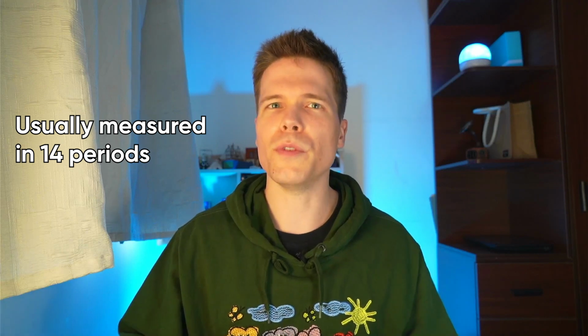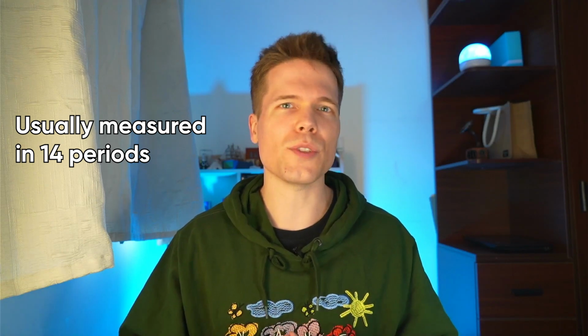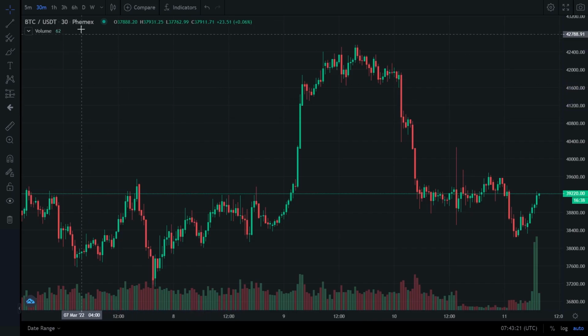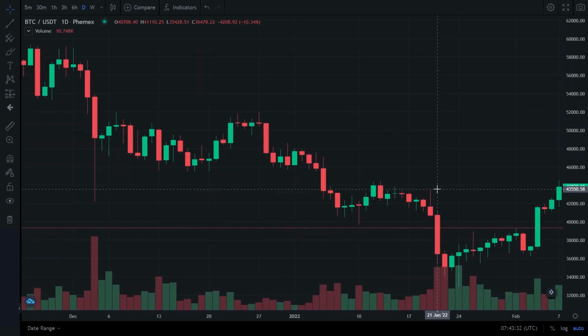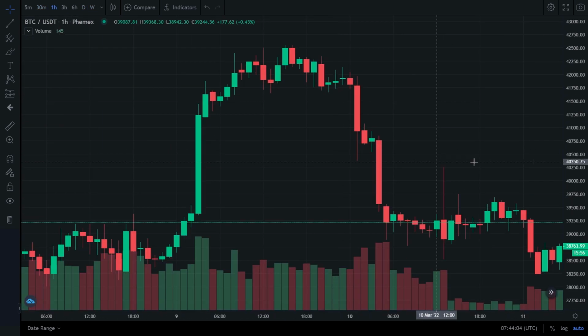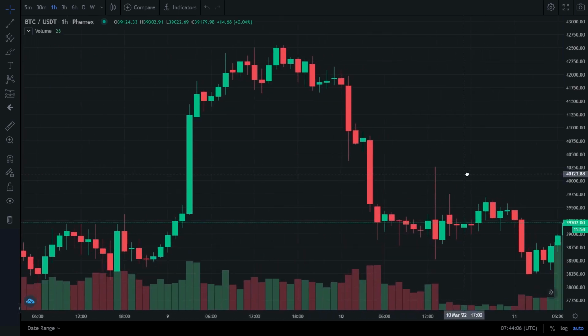If you watched the moving averages or MACD videos, you'll know that periods can be any length of time. So for example, if we're looking at a daily chart, then the 14 period is 14 days. Whereas if we're looking at an hourly chart, it's 14 hours, a minute chart, it's 14 minutes, and so on.